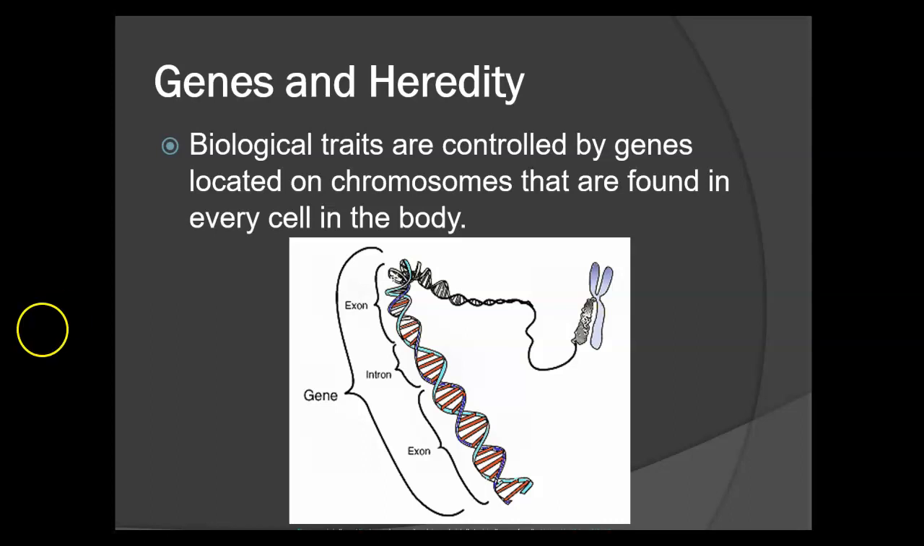I'm going to rewind a little bit and just set the stage. So biological traits are controlled by genes located on chromosomes that are found in every cell of the body. So if you can imagine, over here is a chromosome, and that chromosome is a tightly wound up collection of DNA.